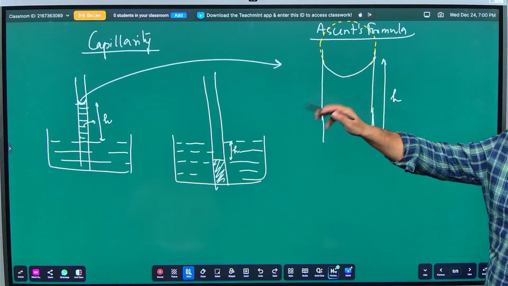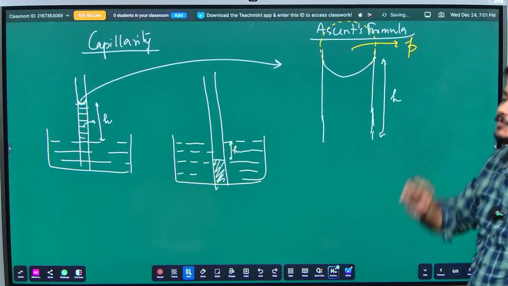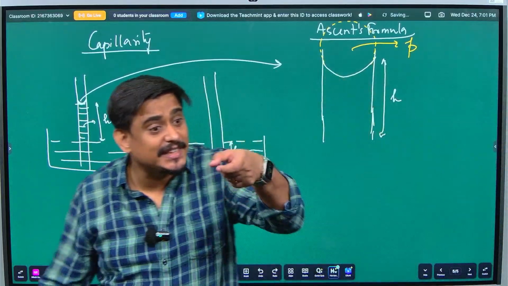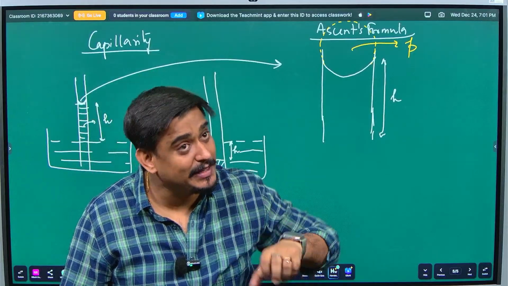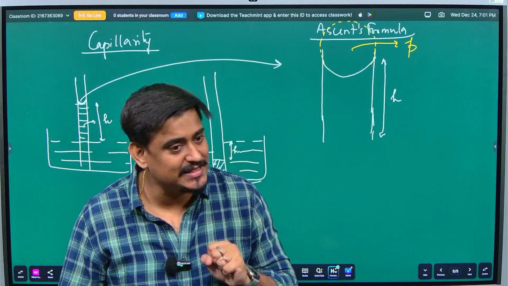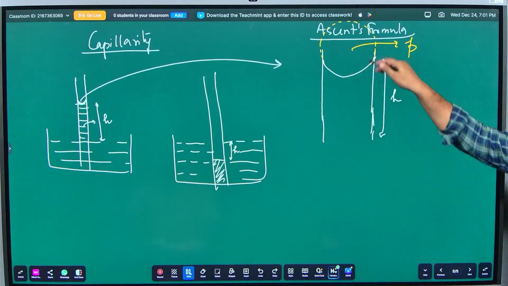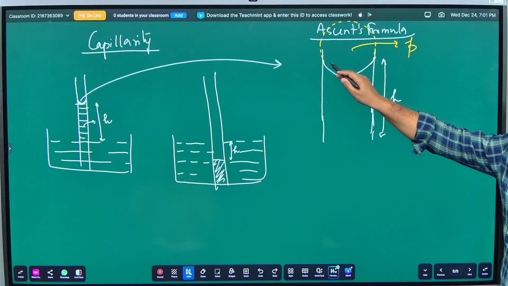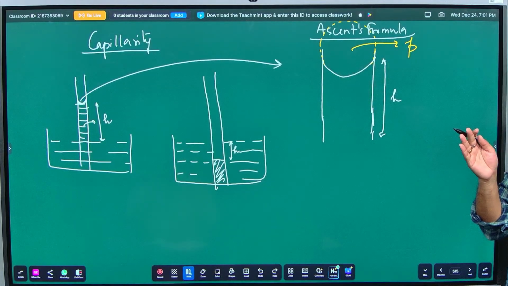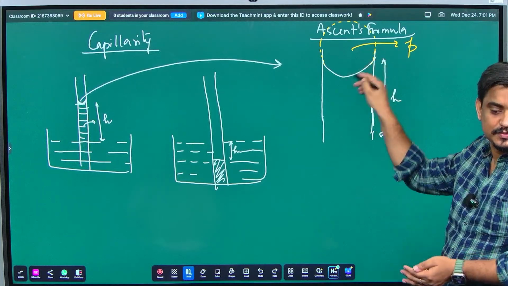Just now we learned about excess pressure. This part will have an excess pressure inside, and this excess pressure is pulling the liquid towards itself. That's why the liquid is rising above. Why is it rising? Due to the presence of excess pressure in the topmost area, which is almost a spherical surface. Not exactly spherical because the pipe is a little broad. Imagine if I make it very small, it will become like this, right?